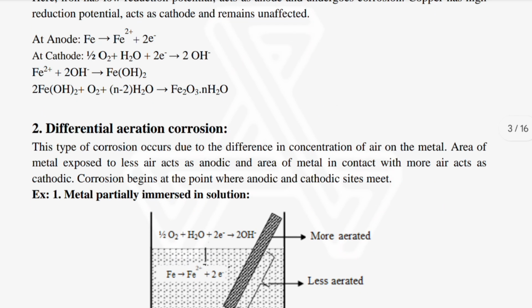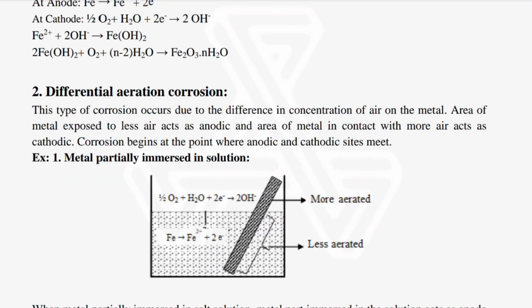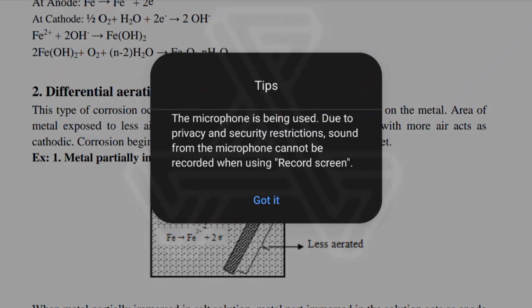Here at anode, Fe gives Fe2+ + 2e−. At cathode, ½O2 + H2O + 2e− gives 2OH−. Here then it becomes Fe2+ + 2OH− gives Fe(OH)2. Fe(OH)2, O2, n−2H2O gives, it should be n−2H2O. 2Fe(OH)2 + ½O2 + (n−1)H2O.